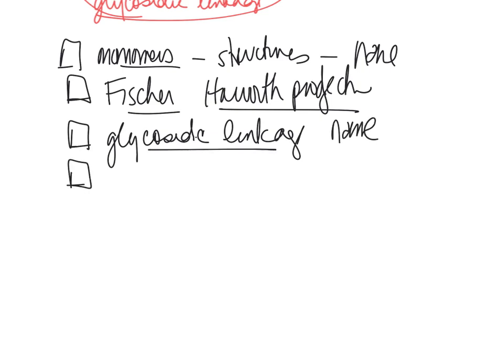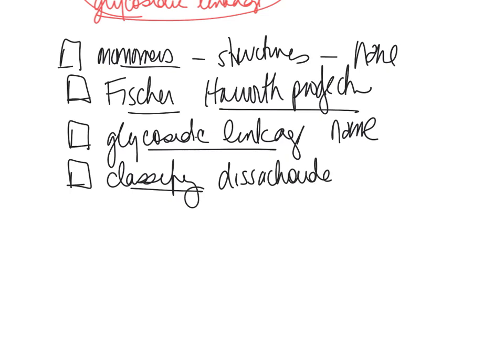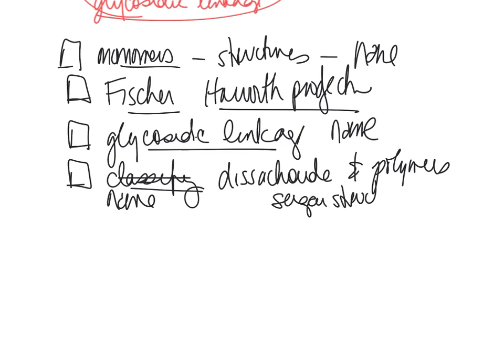And then I want you to be able to classify these disaccharides, basically, or name them, classify disaccharides and polymers by looking at the sugar structure and the glycosidic linkage. So those are our 4 goals.